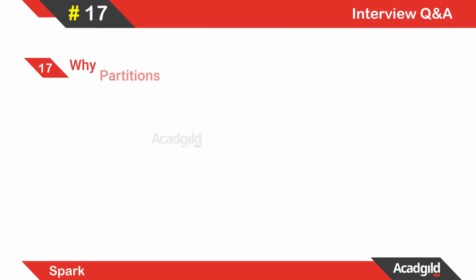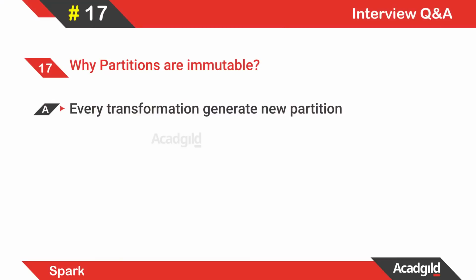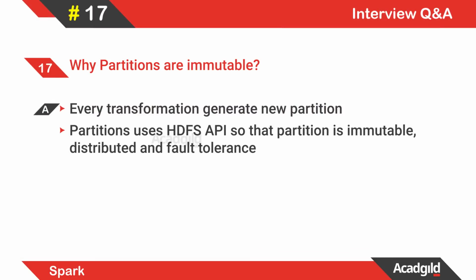Let's try to understand why partitions are immutable. It is one of the most important questions asked in interviews. Whenever you perform any transformation operation like a map or a filter operation or a read operation, it generates a new partition, because basically it generates a new RDD, and an RDD is nothing but a collection of partitions. So it will generate new partitions for you, and partitions use HDFS APIs like input split, so partitions are immutable. You can't change a partition, but you can generate a new partition out of the previous one, and the same happens with the RDD. RDDs are immutable. You can't manipulate an RDD, but you can generate a new RDD out of the previous RDD.